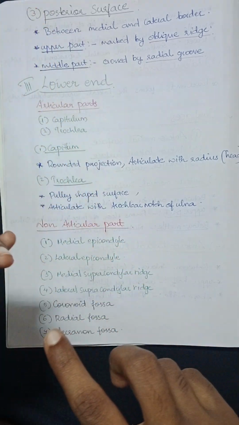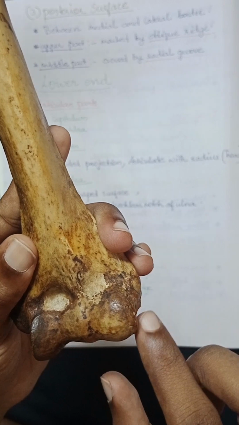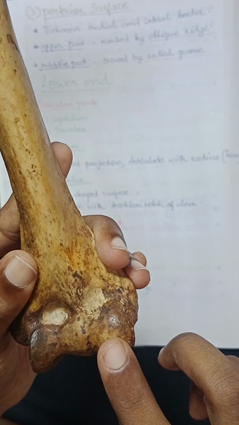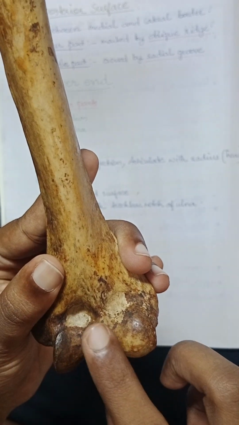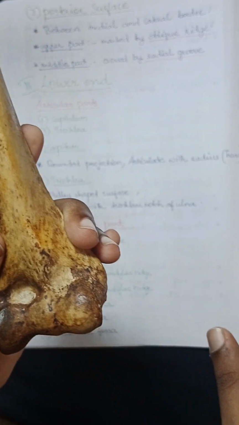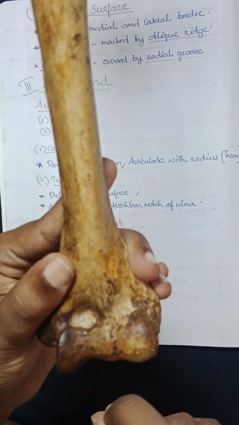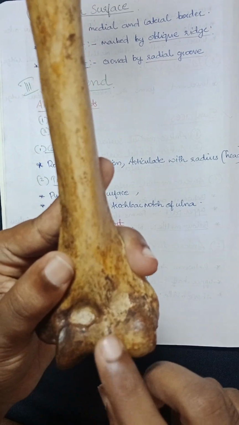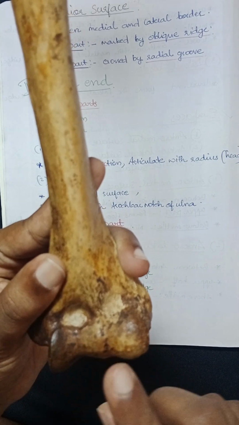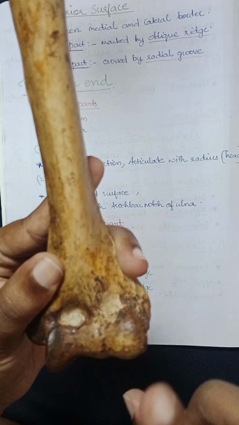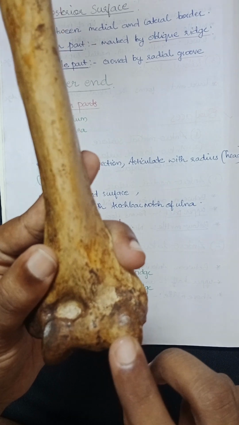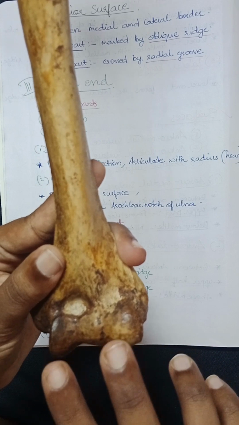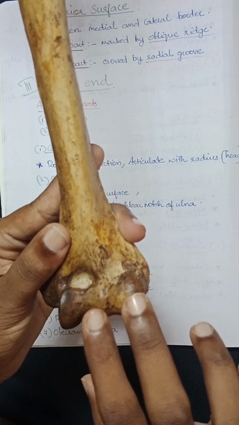The capitulum is a rounded projection and it will be articulating with the head of the radius. And the trochlea is pulley shaped and it will be articulating with the trochlear notch of the ulna. The trochlear notch is seen in the upper end of the ulna, and it articulates with the trochlea, forming the humero-ulnar joint. The capitulum articulates with the head of the radius and forms the humero-radial joint. These two are the articular parts of the lower end.